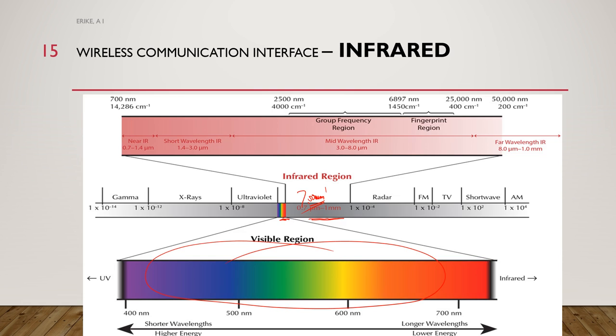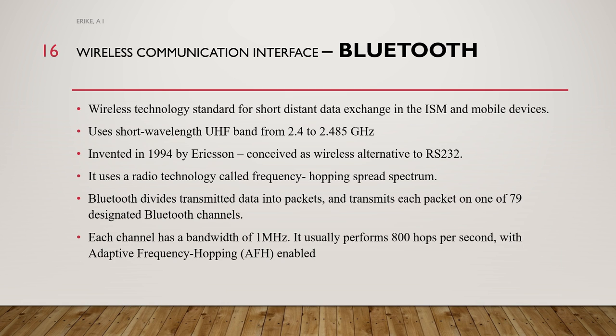All right, next we look at Bluetooth. It's a wireless technology standard for short distance exchange, and it uses a short wavelength. It was invented by Ericsson, conceived as a wireless alternative to the serial connection, and it uses a radio technology called frequency hopping spread spectrum. Now the Bluetooth device transmits data in packets.